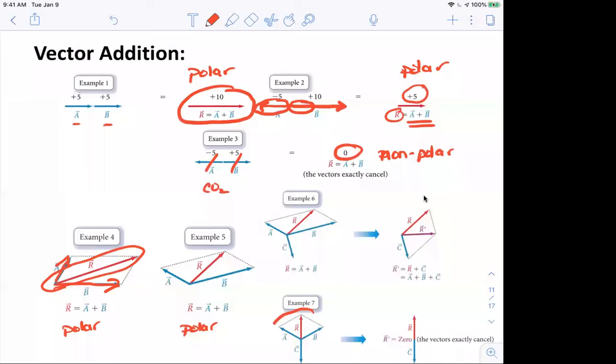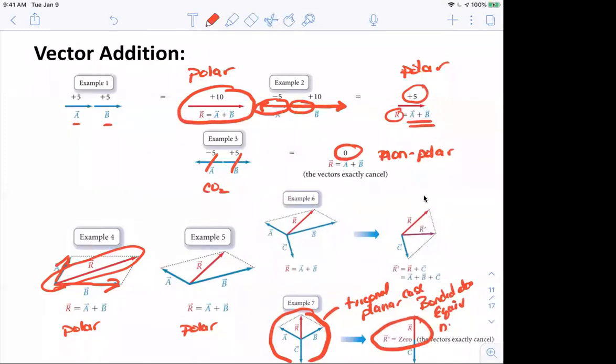Here is a special case where I have three things. This is sort of like my trigonal planar. If all of my bonded atoms are equivalent, I have symmetry, and what I get is 0, which would be nonpolar.